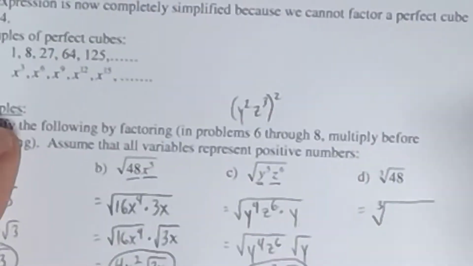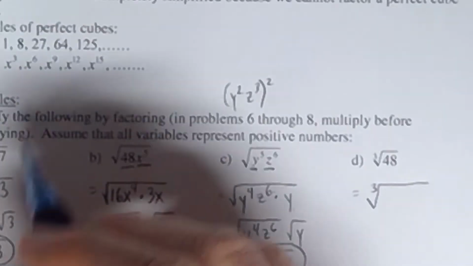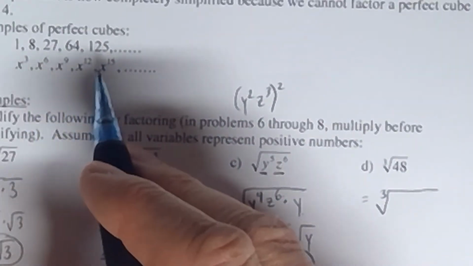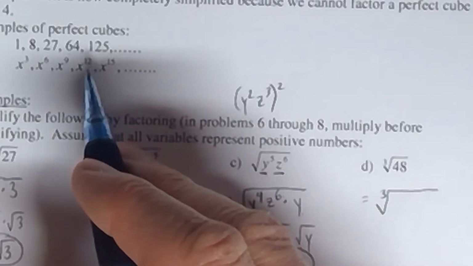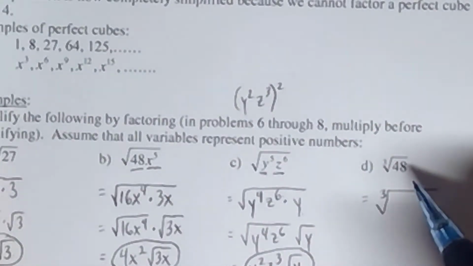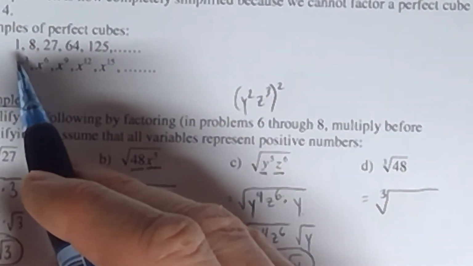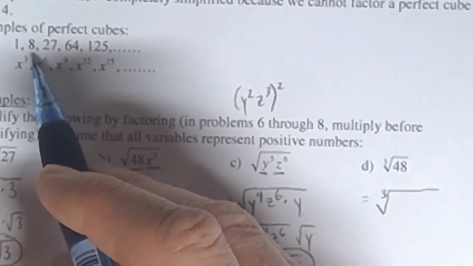So now you've got to ask yourself, what's the largest number on this list, not the square list, but the cube list, that is a factor of 48? Let's try it. Is 1 a factor of 48? Yes. Is 8 a factor of 48? Yeah, it is. 8 times 6 is 48.